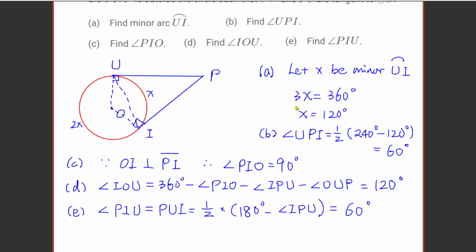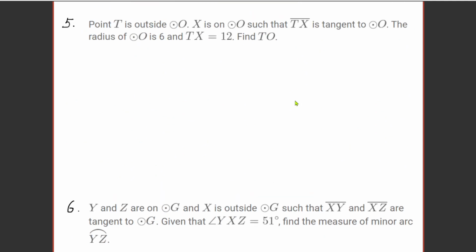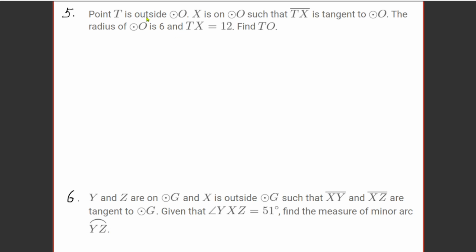Alright, if you don't have any questions, let's see the next one. Question number 5, again, which is also a basic question. So basically we have a circle O, we have a point T, which is outside circle O. So T is here. We know X is on the circle such that TX is tangent to circle O. So this is point X. Center of the circle is O, and the radius of the circle O is 6 and TX equals 12. We need to find the length of TO.